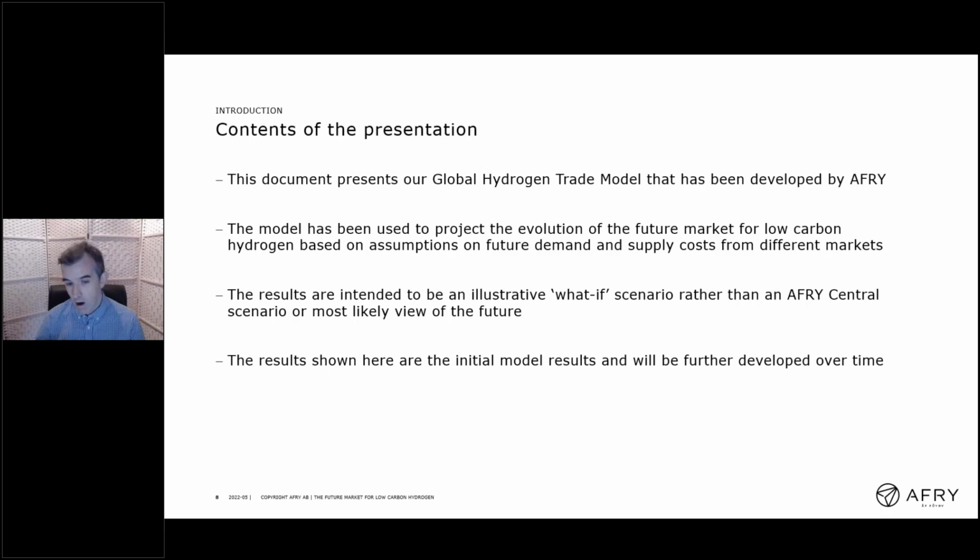The results here are results we've looked at in quite a lot of detail, but they are our initial modeling results, and we do expect to evolve them further over time. So next slide, Adel.